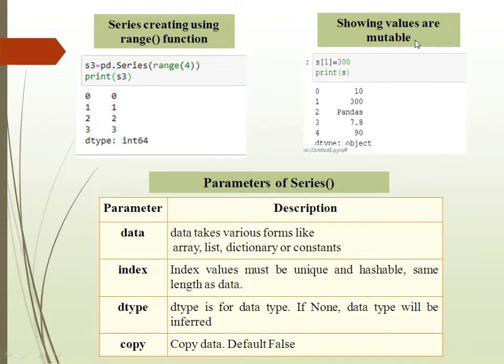Now, series values are always mutable. Mutable means changeable. You can change the values. So if I write S[1] equals 300, it means I am replacing the value at the first place by 300. Then when we do print S, it will show me the changed value. Clear?